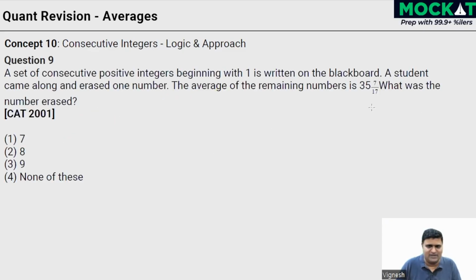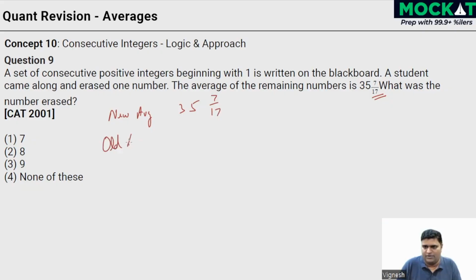Now, this is a question which is there, I think, in the lesson as well. This is something we should have worked with. Let me just go ahead and solve this. So how do we do this? A set of consecutive positive integers beginning with 1 is written on the blackboard. A student came along and erased one number. The average of the remaining numbers is 35 7 by 17. This 17 over here gives us a lot of idea about what's going to happen. We'll see how. So 35 7 by 17 is the new average.